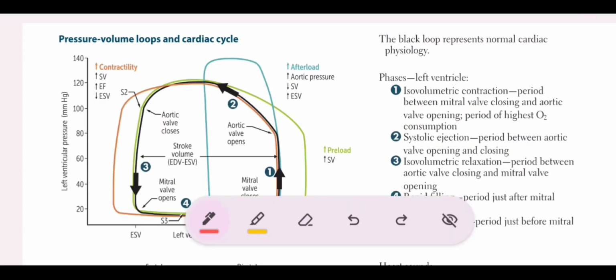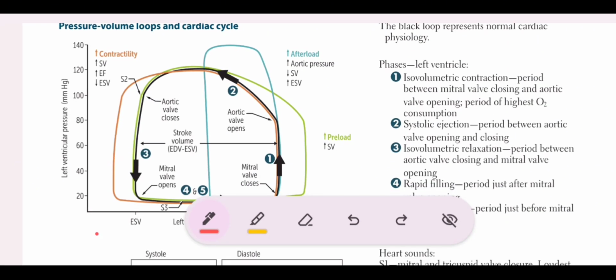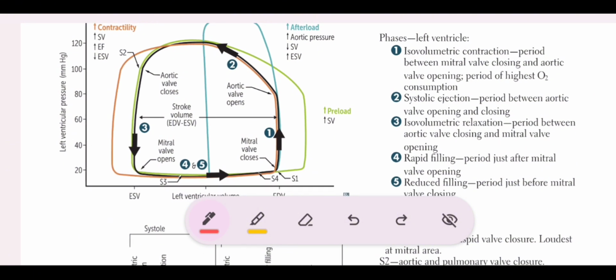So now we are going to study the pressure volume loop and cardiac cycle. In order to understand that, you will need to see the black underlined area that is marked with steps 1, 2, 3, 4, and 5. So during step 1, the mitral valve closes. Considering here the left ventricle is full and aortic valve is also closed, the pressure inside the left ventricle increases. When the pressure inside the left ventricle reaches a certain point, then the aortic valve opens.